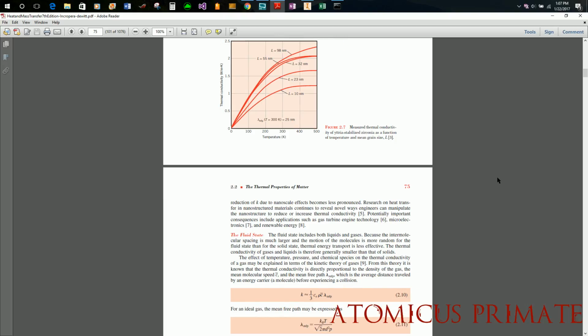Research on heat transfer in nanostructured materials continues to reveal novel ways engineers can manipulate the nanostructure to reduce or increase thermal conductivity. Potentially important consequences include applications such as gas turbine engine technology, microelectronics, and renewable energy.